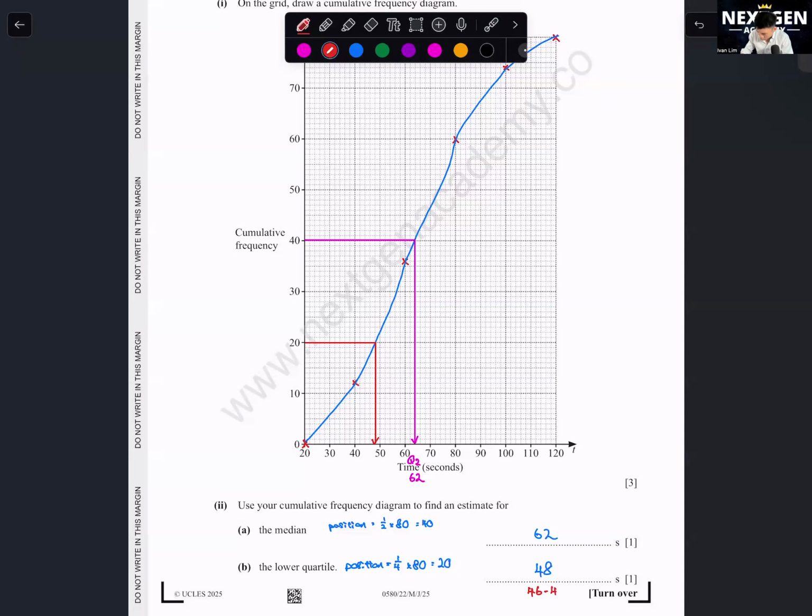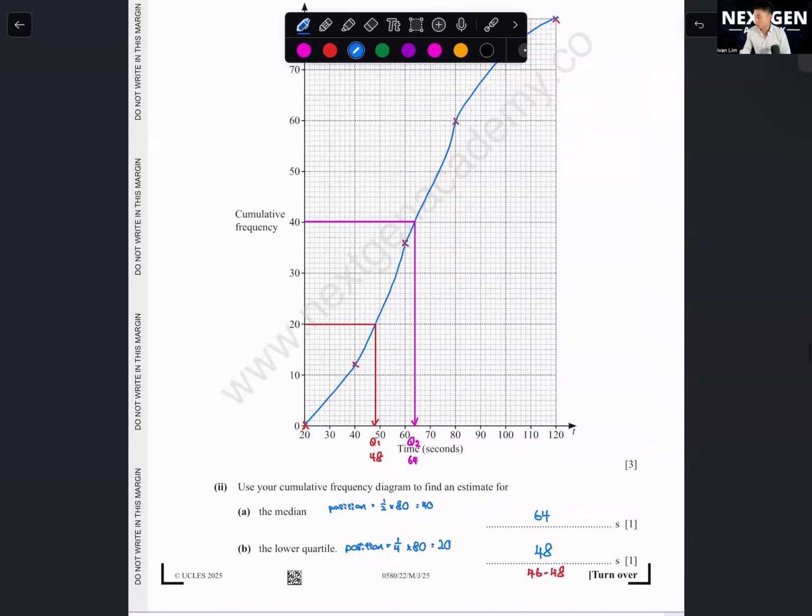Maybe just now I drew not so accurately. Hold on, that means my value here is actually wrong. You see, teacher also blur already. According to mine, this one should be 64 because one box at the bottom here is equal to 2. No wonder I kept getting it wrong just now. So 48 and this one 64. For this previous one, they will accept 62 to 64. This is the range.